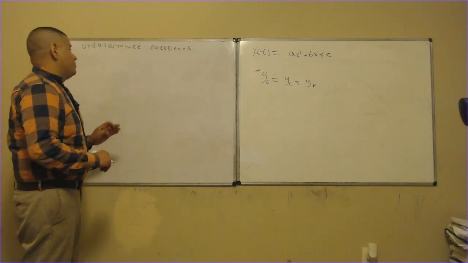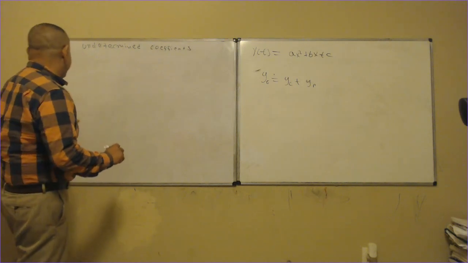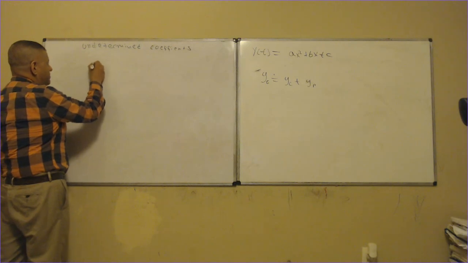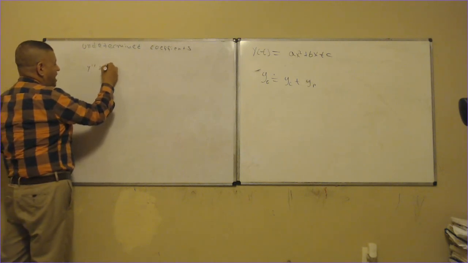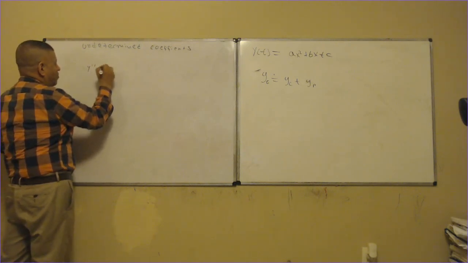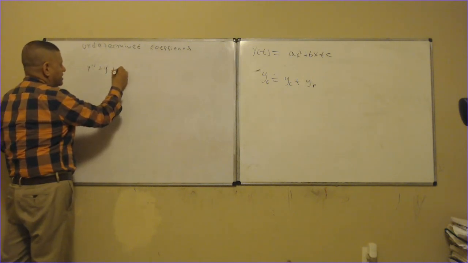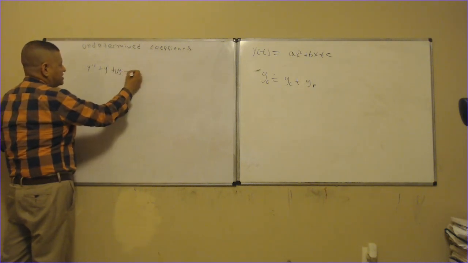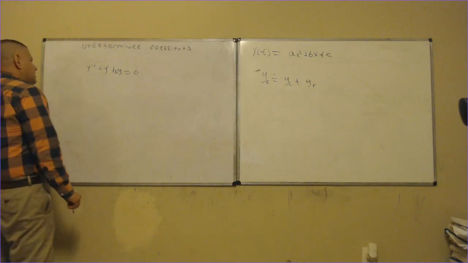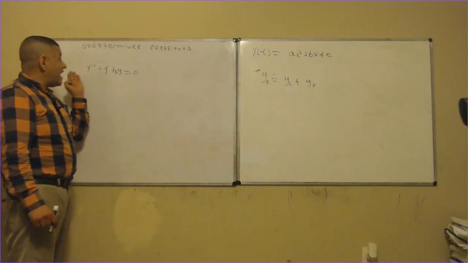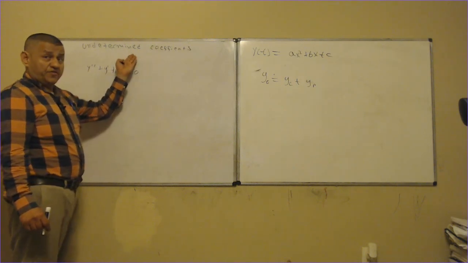Okay? So let's say, for example, I have y double prime plus y prime plus 10y is equal to 0. It's a homogeneous differential equation already, so I don't have to use undetermined coefficients.